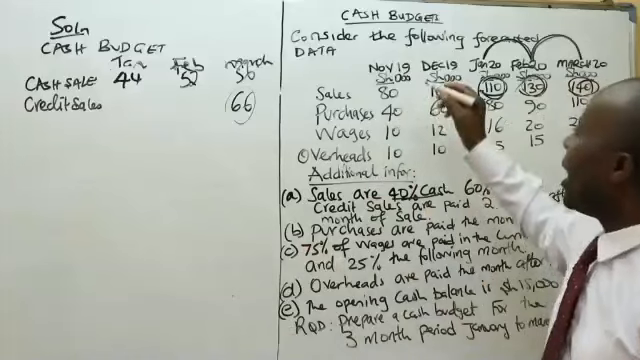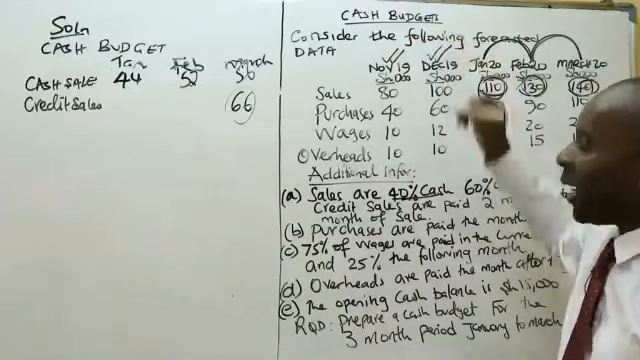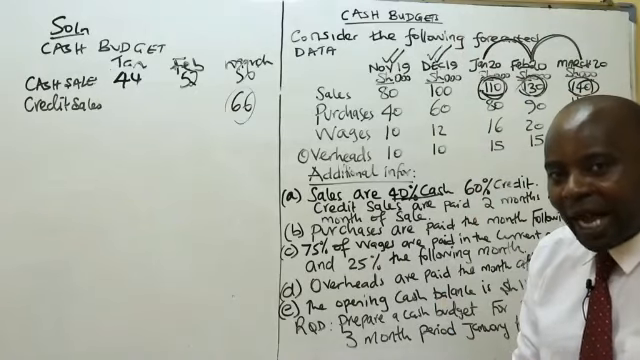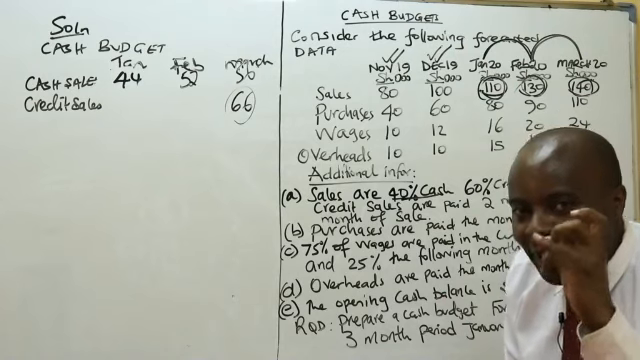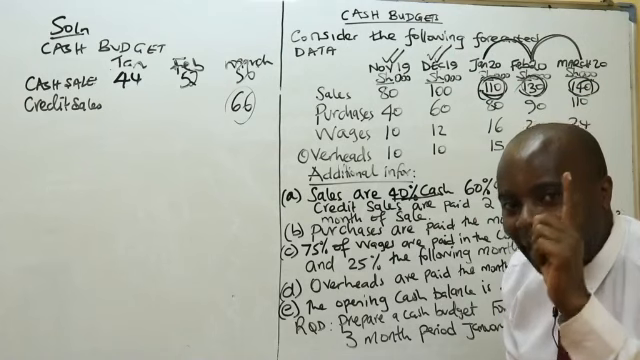This examiner has also given us sales of the month of November and December. Do you think that is noise? Do you think those sales figures of November and December are unnecessary?